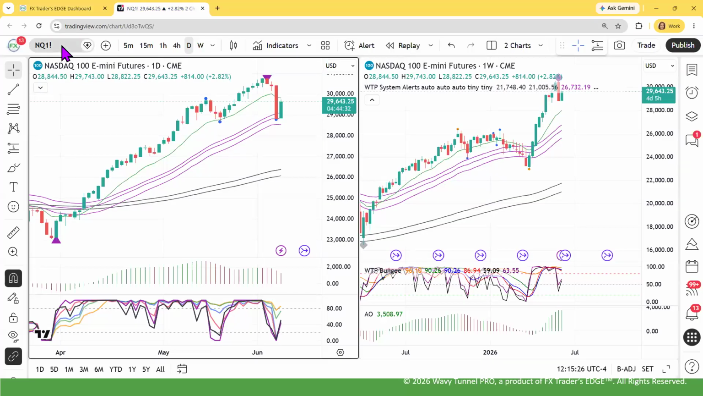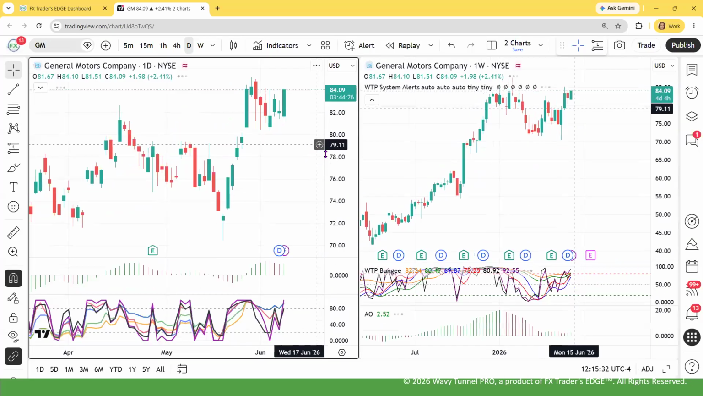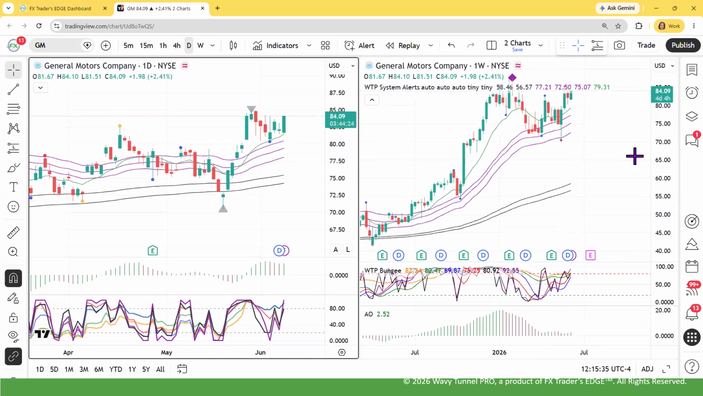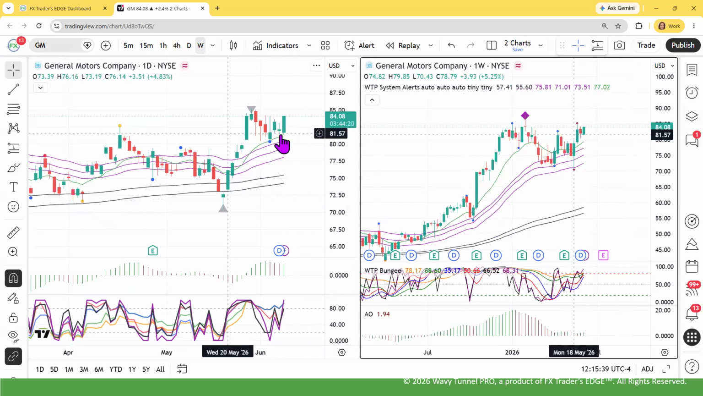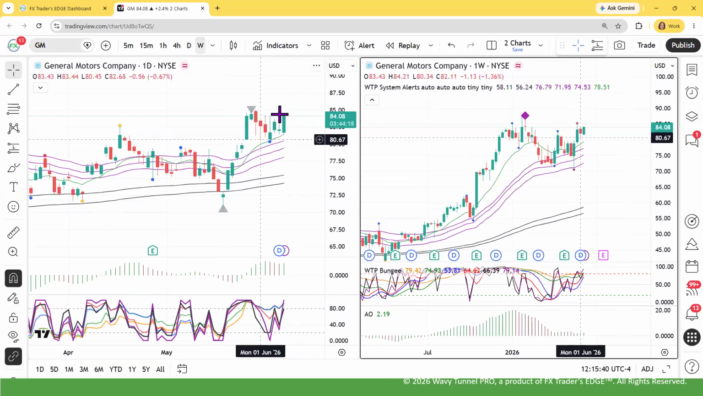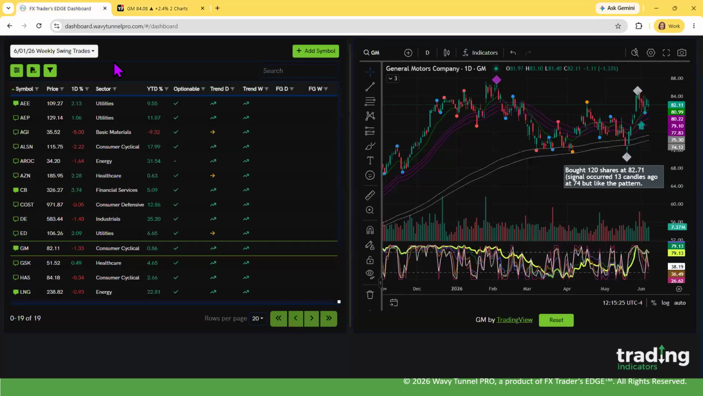Let's have a look. We'll put up GM. Okay, here we go. So I'm going to be very happy if we take out these price highs. I feel like it's imminent, but you never know. Okay, so that's GM. And then the next one was LNG.